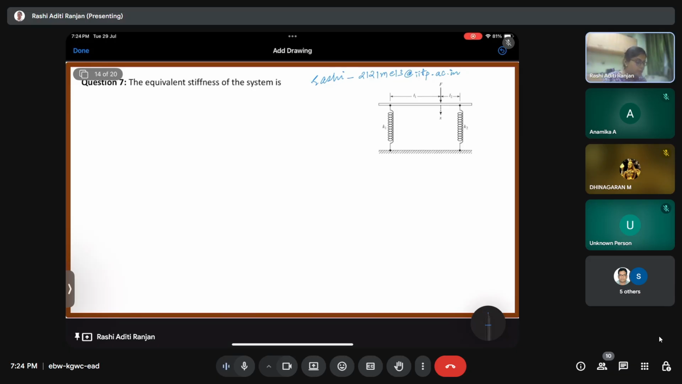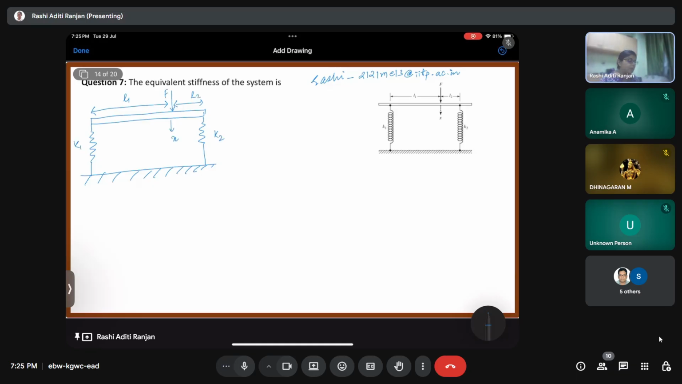Okay. So for question number 7, we have less time now, so I'll try to complete it on time. See, we have a system like this. There is a rod like this. We have a spring. This is fixed. Force is applied over here, not at the center, but at some displacement. This is assumed as L1. This is L2. This is the force F. We have K2. We have K1. And this is assumed as X.